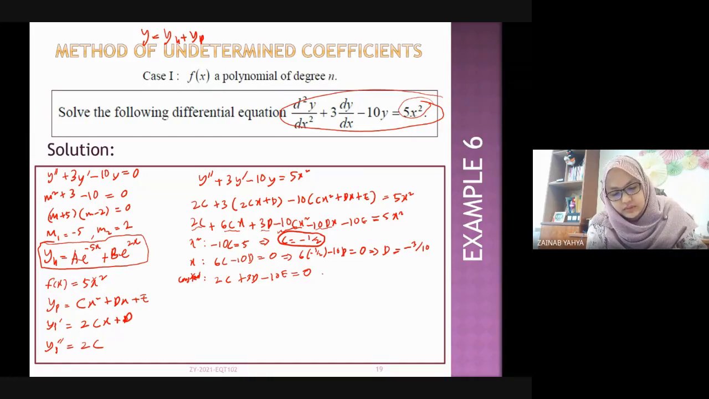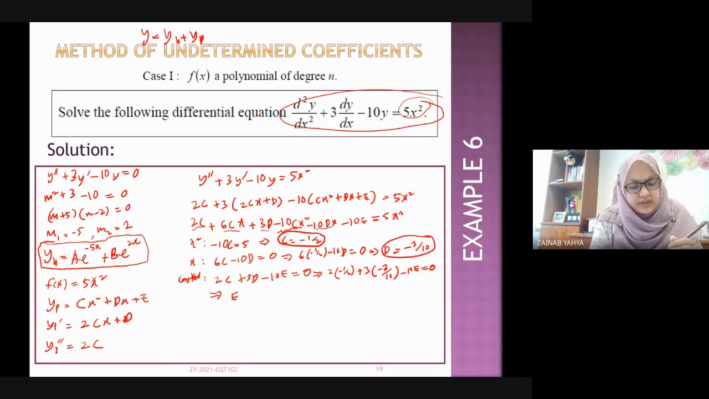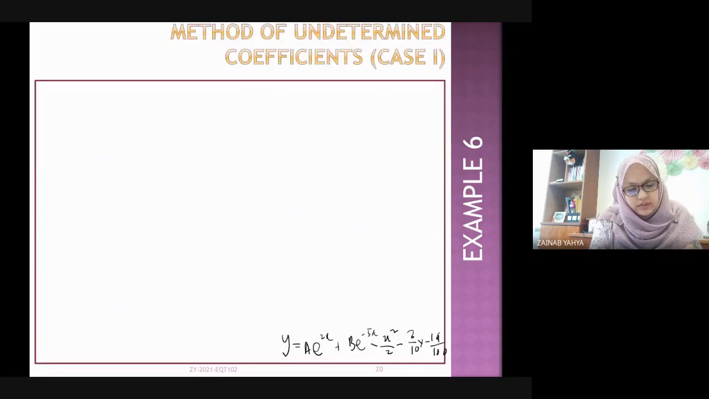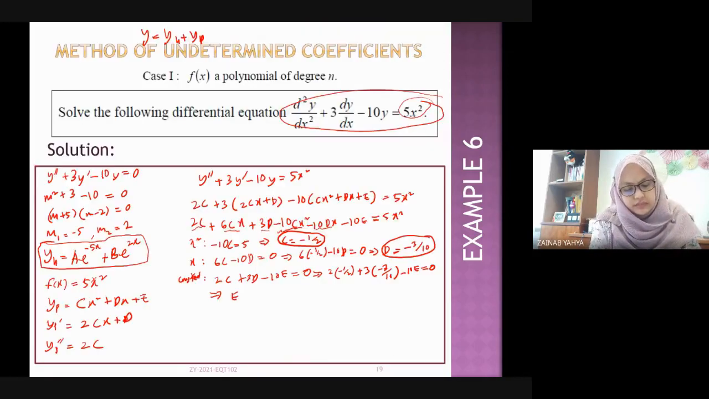The last one, substitute: 2 times negative 1 over 2 plus 3 times negative 3 over 10 minus 10e equals 0. So what is the value for e? Please calculate it for me. We should get e equals minus 19 over 100. Do you get the same thing?